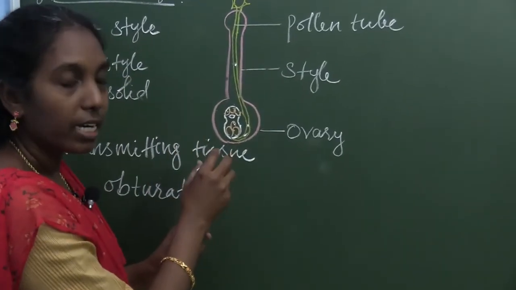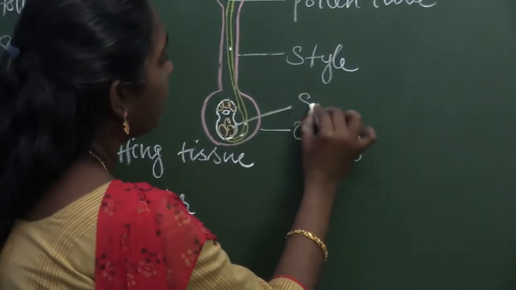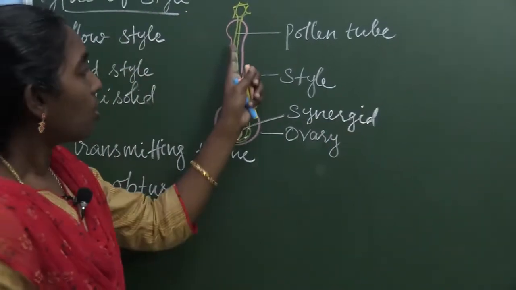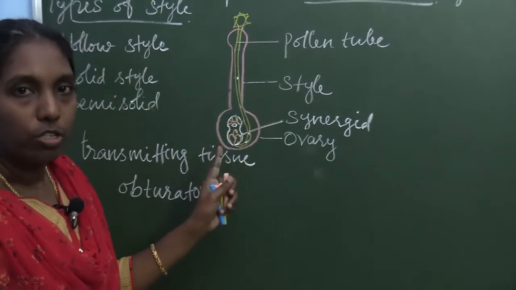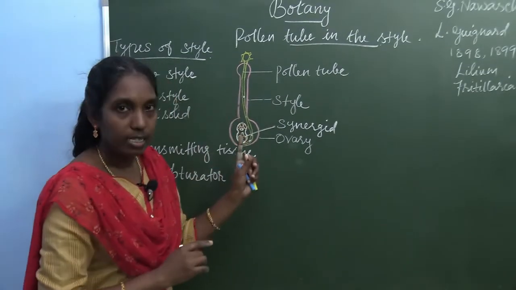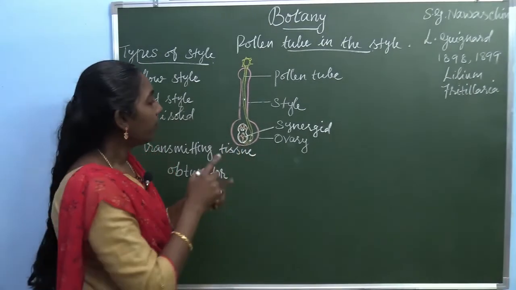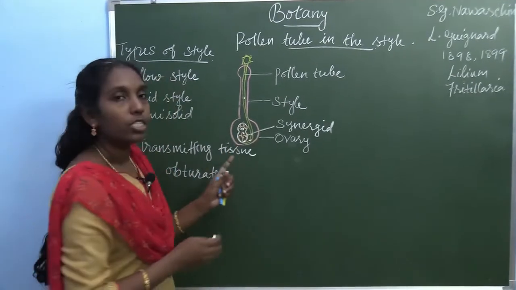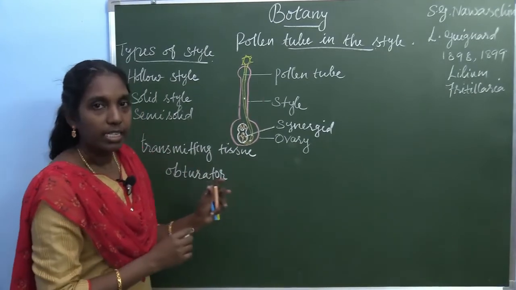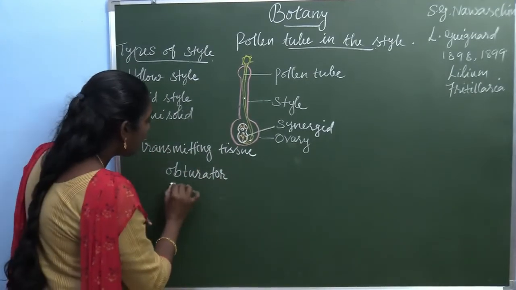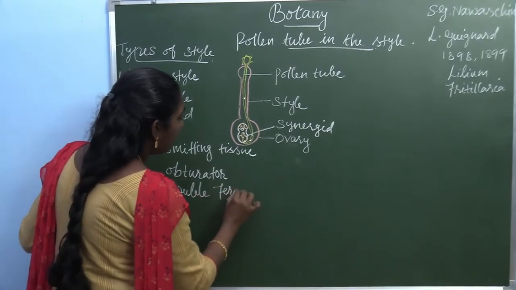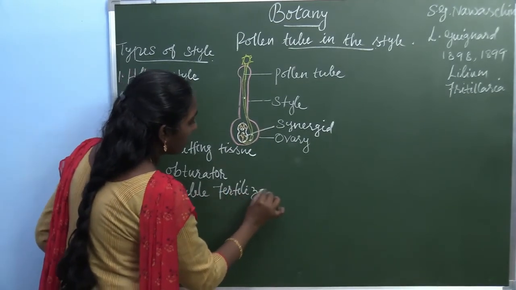The embryo sac consists of synergids. All these contents of the pollen tube are discharged into any one of the synergids. So, if it fuses to the egg, it is called syngamy. So, in this angiospermic fertilization, which is called double fertilization.